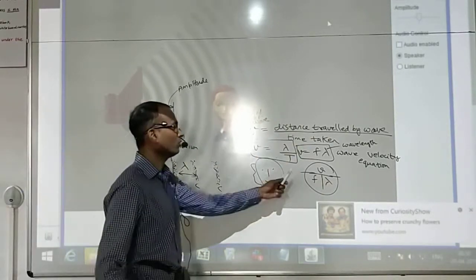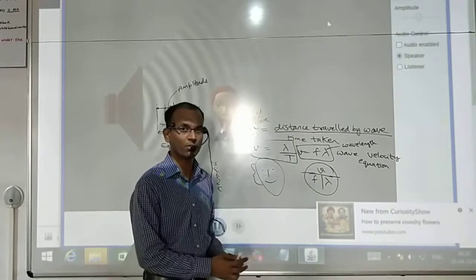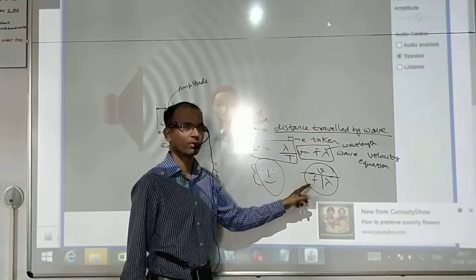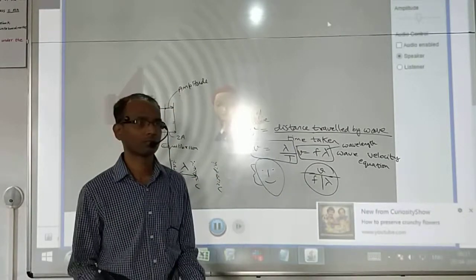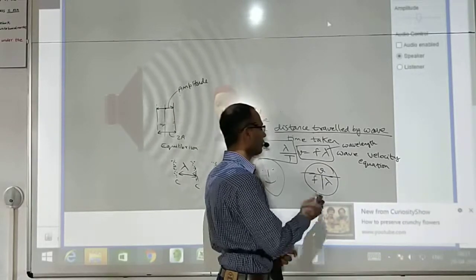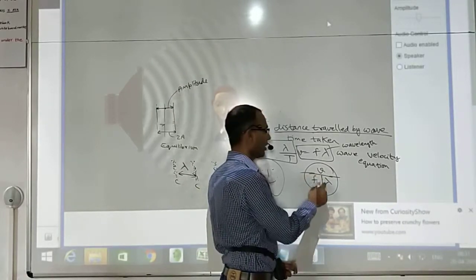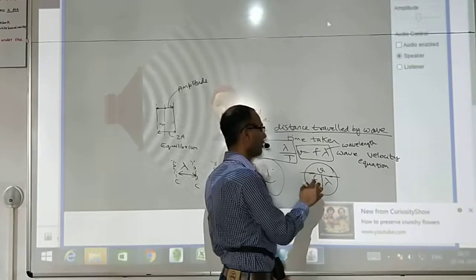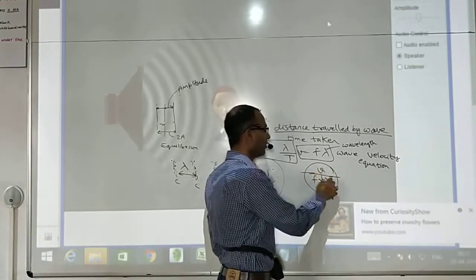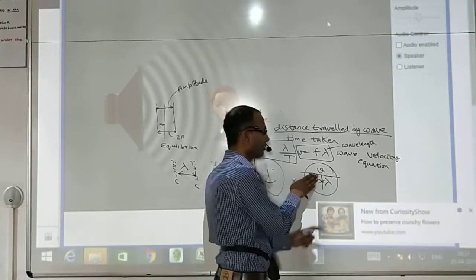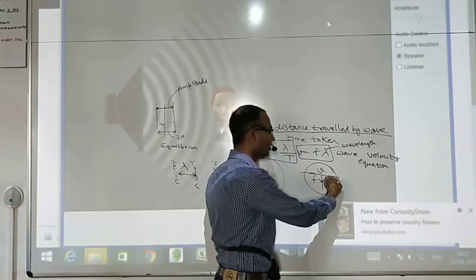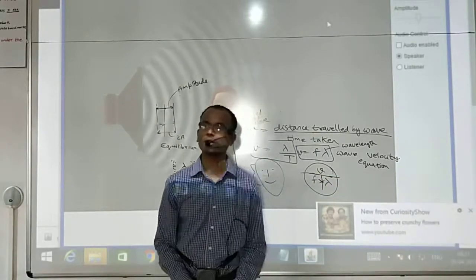So the way you use this V equals F lambda formula in problems is, if they give you any two quantities, find the third. It's like speed, distance, time, similar to that. If you know frequency and wavelength, velocity will be F into lambda. If you know velocity and wavelength, you need to find frequency. It's V by lambda. If you know velocity and frequency, you need to find wavelength. It's V by frequency. As simple as that.